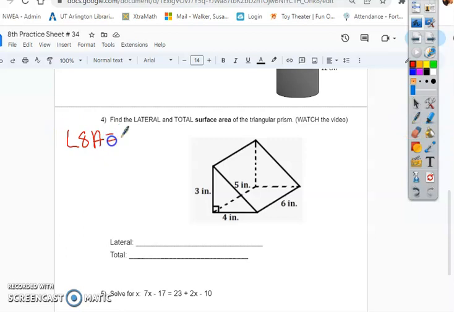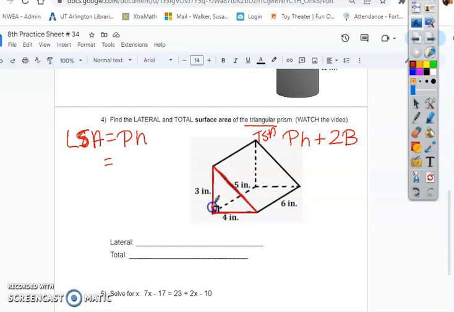LSA is PH. I think I'm jumping into the next thing. Total surface area is PH plus 2B. I think I'm already thinking of the two bases. This is total surface area. This is lateral surface area. Okay. P means perimeter of the base. The base is a triangle, and that is the shape you want the perimeter of.